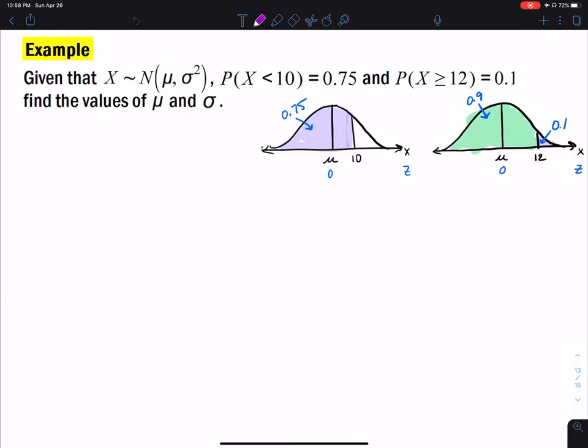So for 0.75, I know the z-score from the table for 0.75 is, what is it, 0.674. And the z-score for 0.9 was 1.282. Perfect.